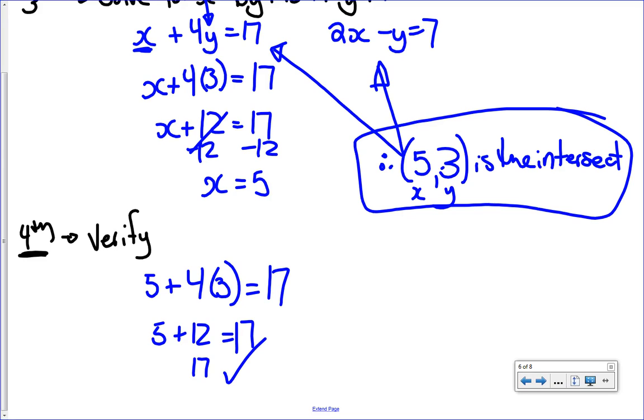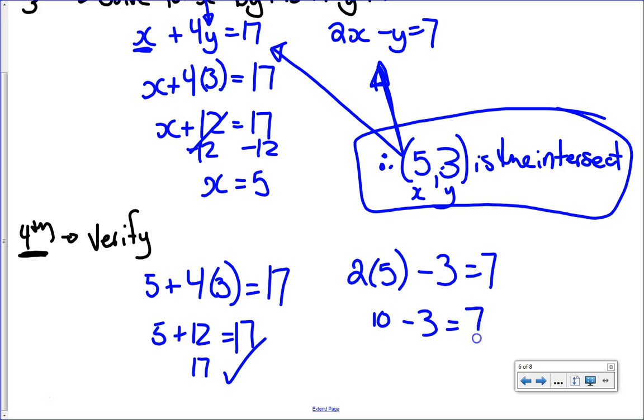Then we would do the same thing for the next equation. So putting this into here, 2 times 5, which is 10, minus y, which is 3, needs to equal 7. Well, 10 minus 3 is 7, so that is also good. Because the left side equaled the right side for both of those equations, that means we properly found the intersection using substitution.